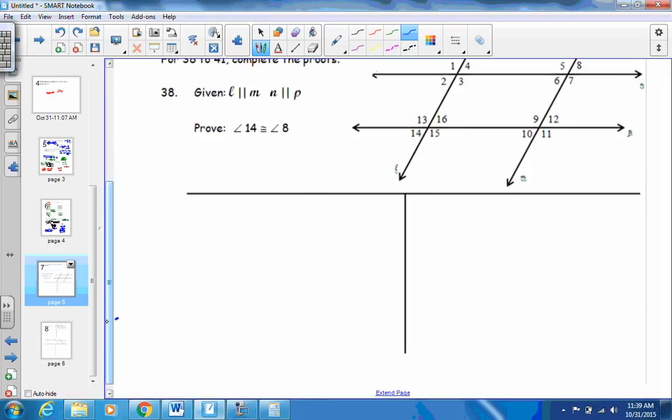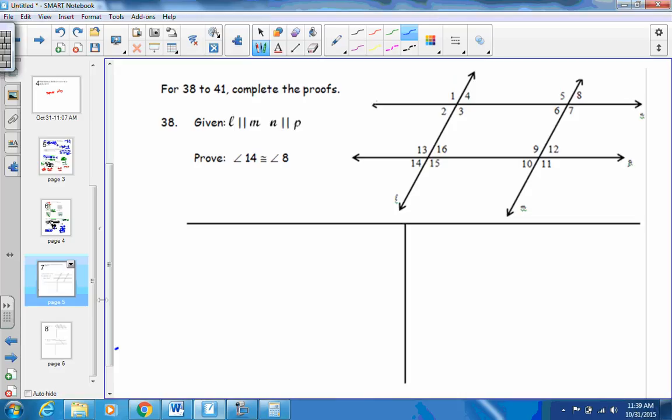says, complete the proofs. So we have given, that's always our first step. So line L, which is right here, is parallel to line M, which is right here. And line N is parallel to line P, and that would be N and T. So that tells us a lot. If we know that these are parallel, we know that these are parallel, we know a lot about angle pairs then. All right, that's given.